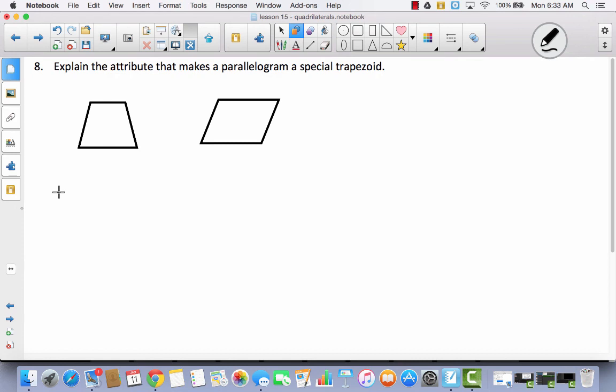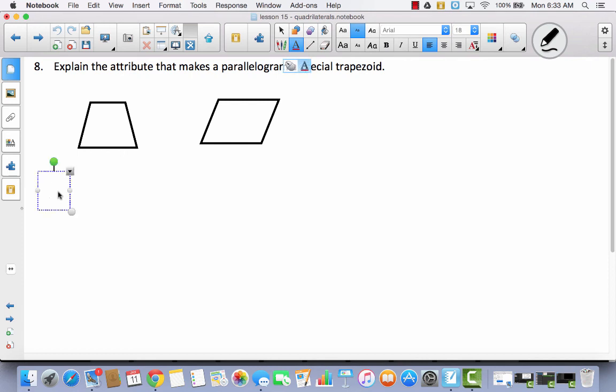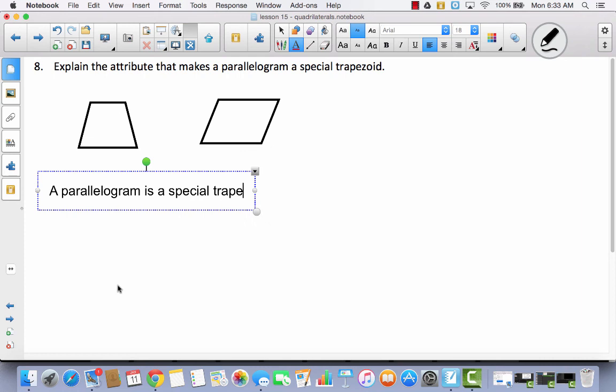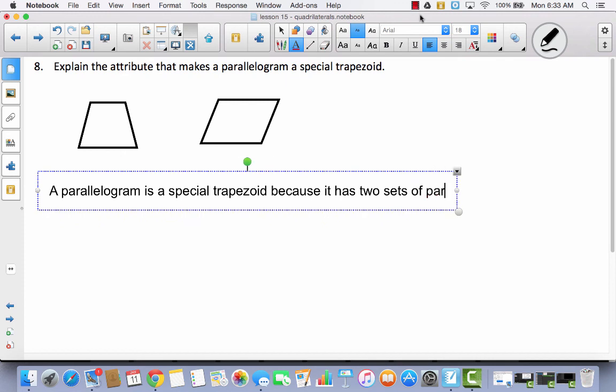Why is this figure a parallelogram? What is special about this that makes it not just a trapezoid, but also a parallelogram? Hopefully this is what you were thinking. A parallelogram is a special trapezoid because it has 2 sets of parallel sides. A trapezoid only has 1 set of parallel sides, but a parallelogram has 2 sets of parallel sides.